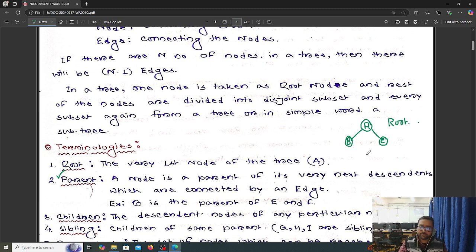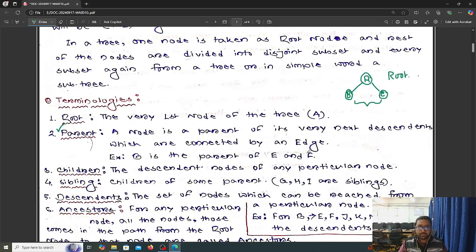Now the fourth one is sibling. What do we mean by sibling? Sibling is the brother or sister from same parents. Here also B and C, they are having one single parent, that is A. So we can say B and C are two siblings.